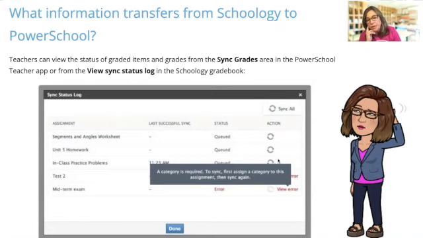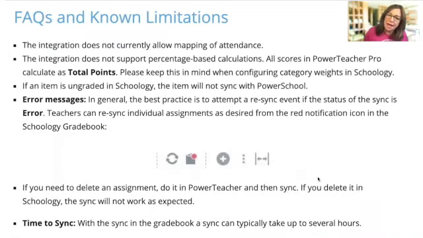And notice you can see from this that if there are errors, like you don't have a category in an assignment, it won't sync. So frequently asked questions, it doesn't support percentage-based calculations. So all scores in Power Teacher Pro calculate as total points. And so this is where I'm confused, whether the total points has to be set in both or how that works. So I'm hoping to get more clarification on that. And I'll try to get that information to you because I'm seeing maybe that's not the case in both situations.